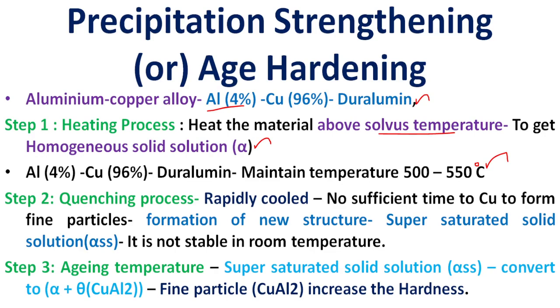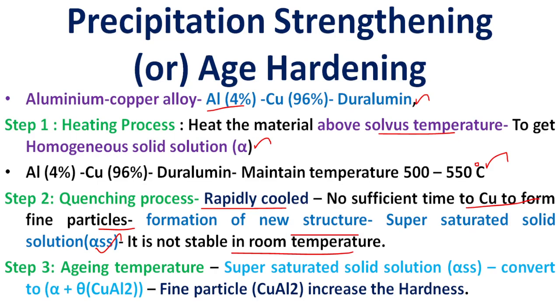Step 2 is the quenching process. Quenching is a rapid cooling process. After rapid cooling, there is no sufficient time for Cu to form fine particles, so a new structure forms. That is called the supersaturated solid solution phase, alpha SS. It is not stable at room temperature.